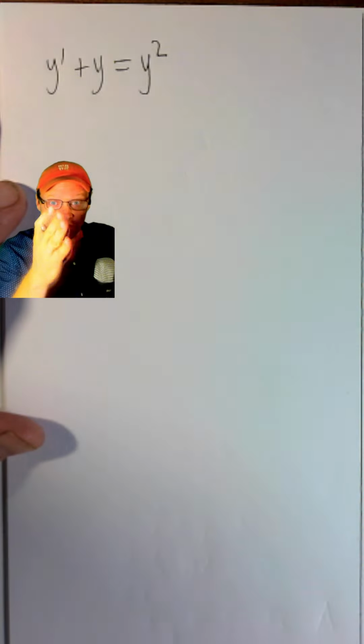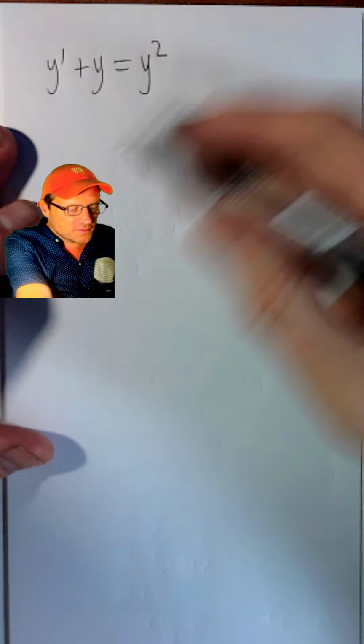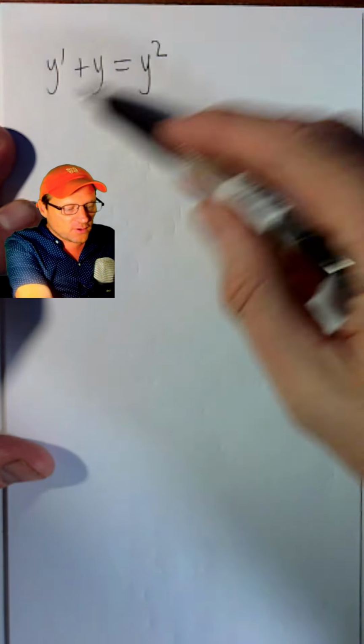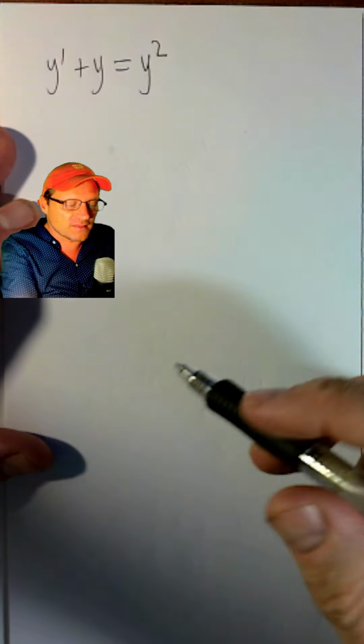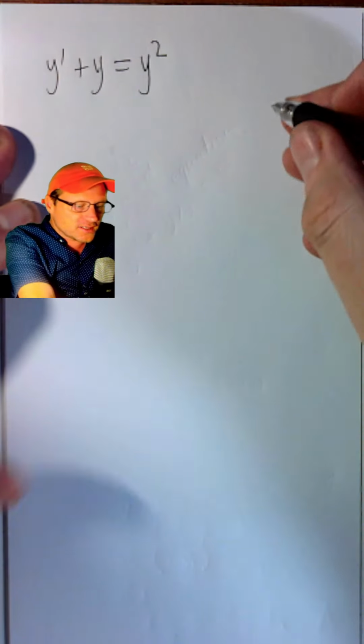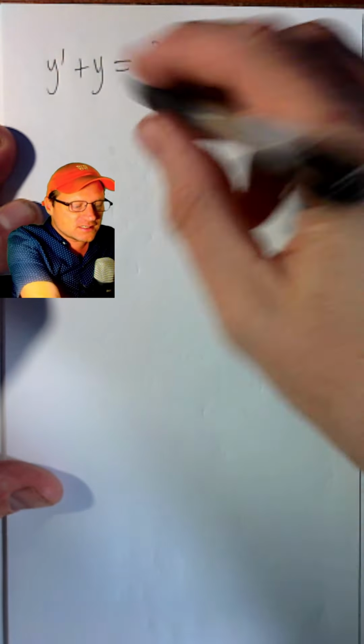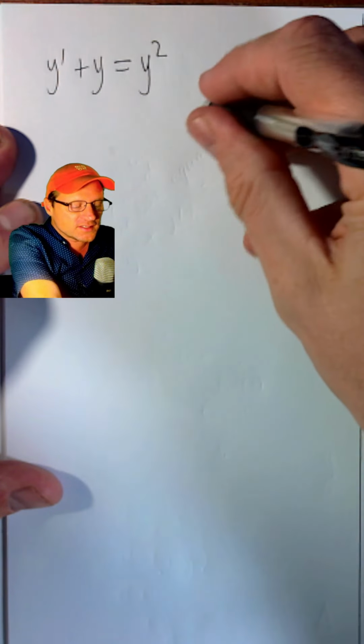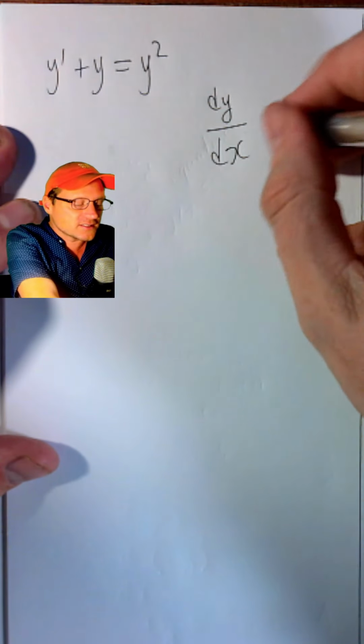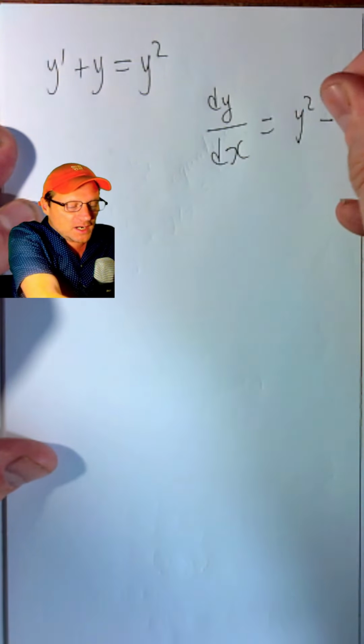Get some paper out and solve this differential equation with me. This doesn't have any x's in it as far as we can see here, but that y dash is dy on dx. Okay, so what we want to do here is take that y over to the right-hand side. So we have dy on dx is y squared minus y.